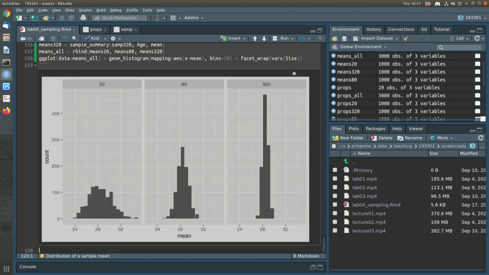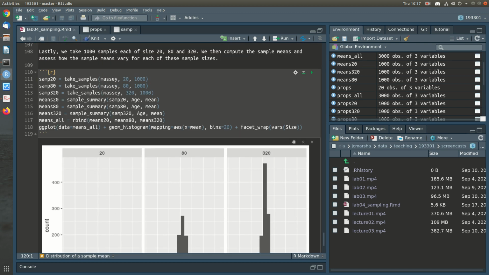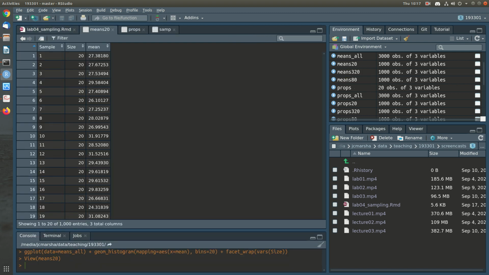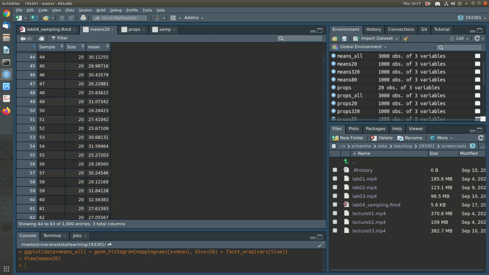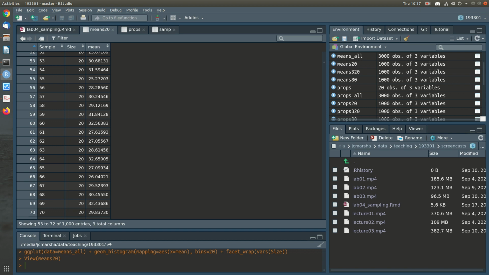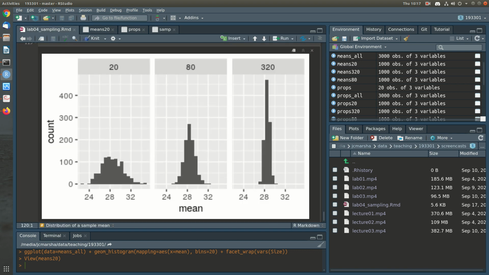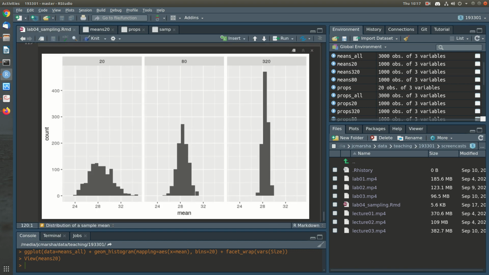What we've plotted here is, we've taken our samples and worked out the sample mean from each one. Here are the sample means of size 20, the average age in each of those samples. You can see there's quite a bit of variation. And I've done a histogram of them here, so this is a histogram of those 1,000 samples of the sample mean.